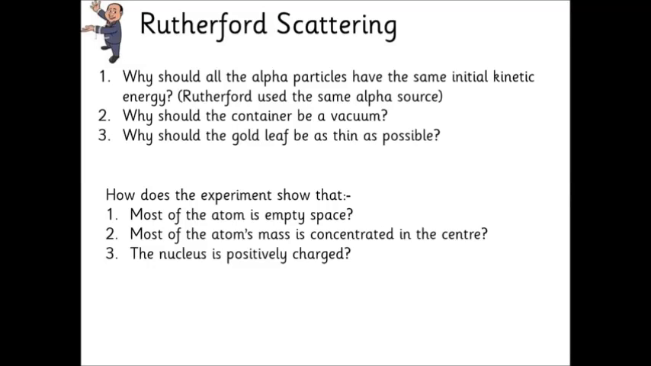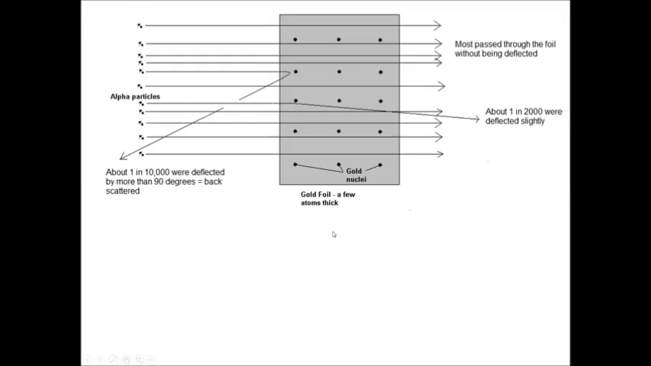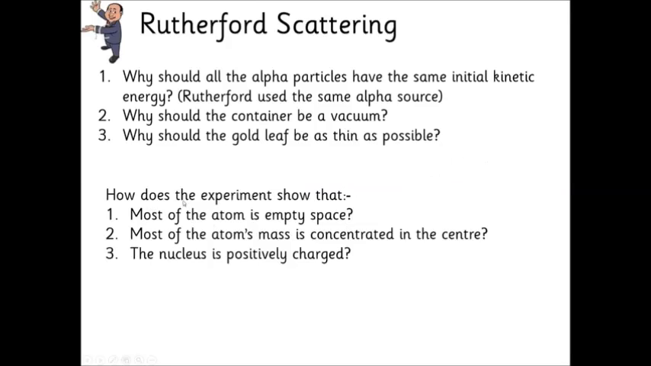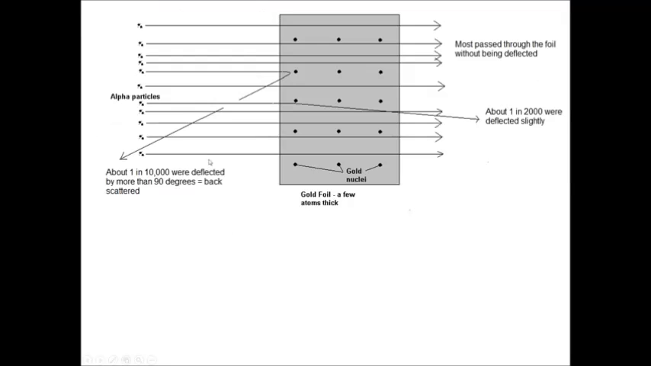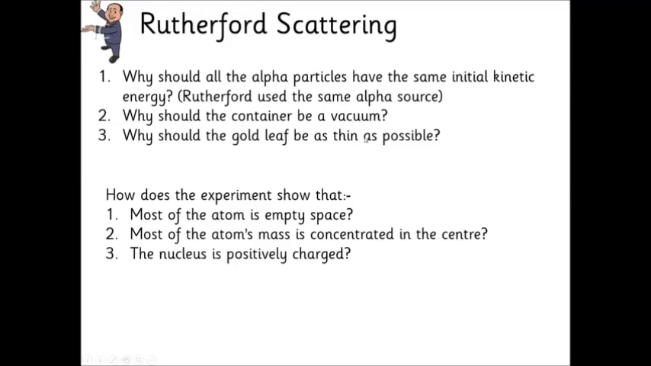And really, you've got to know, if I just flick onto the next screen, I'll come back to it. This is the classic hand-drawn screen that you'd have, where some alpha particles are scattered through very large angles, 1 in 10,000. Some are scattered slightly, about 1 in 2,000, but most pass straight through. How does this experiment show that most of the atom is empty space? Well, most of the atom is empty space because most of the particles pass straight through. Then we would say most of the atom's mass is concentrated in the centre.